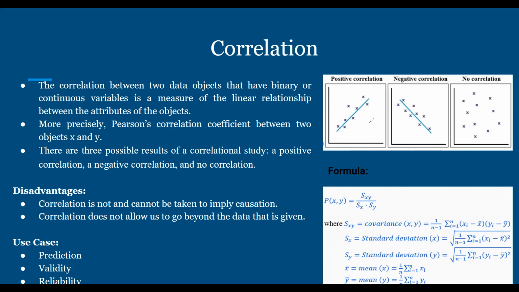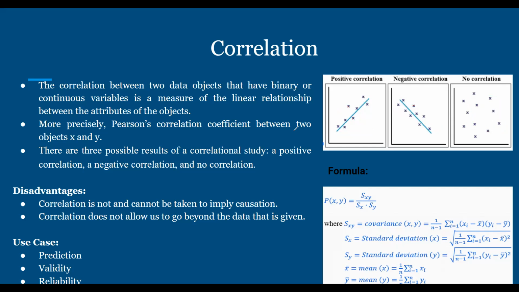The points that lie close to a straight line which has a positive gradient show that as one variable increases, the other variable increases. And in the negative correlation, the points lie close to a straight line which has a negative gradient. This shows that as one variable increases, the other variable decreases. And in the no correlation case, there is no pattern, which shows that there is no correlation between the two variables.